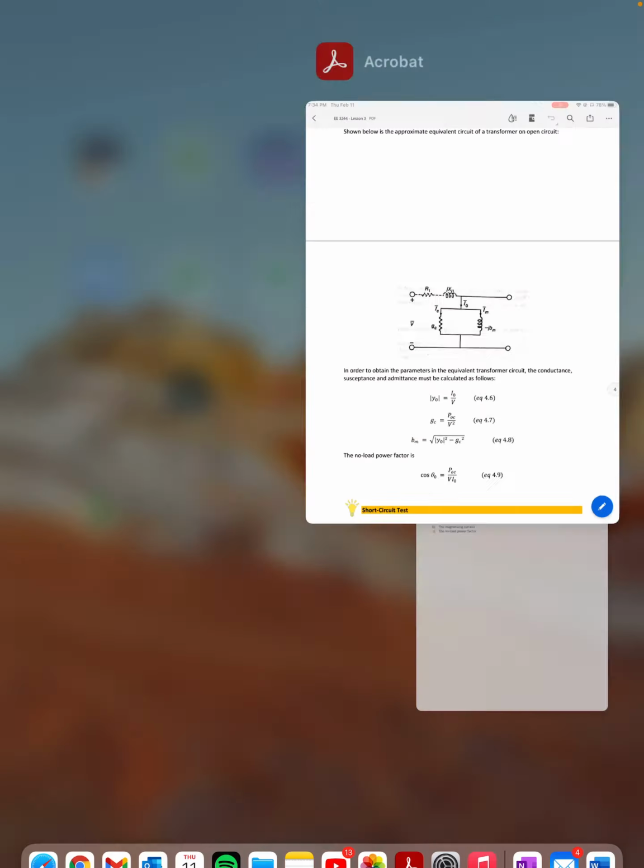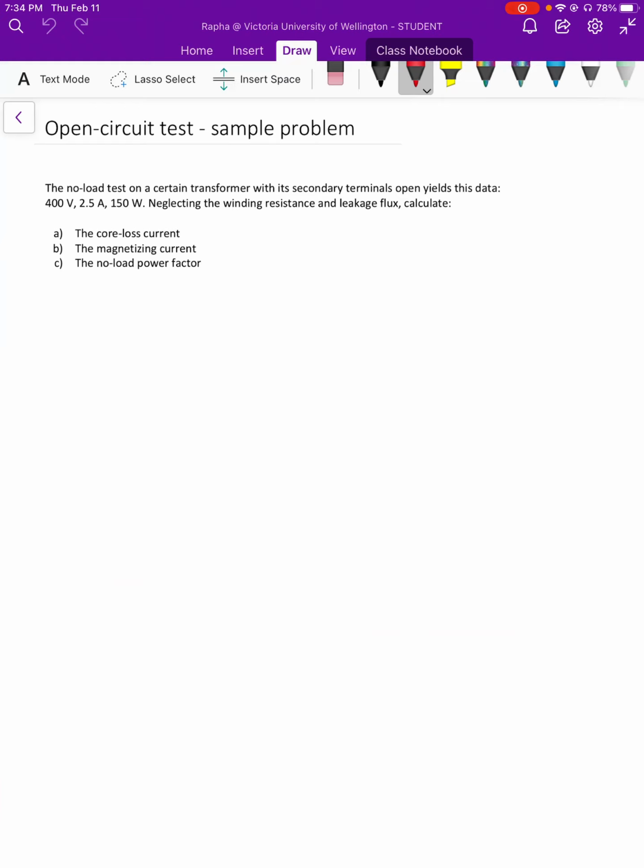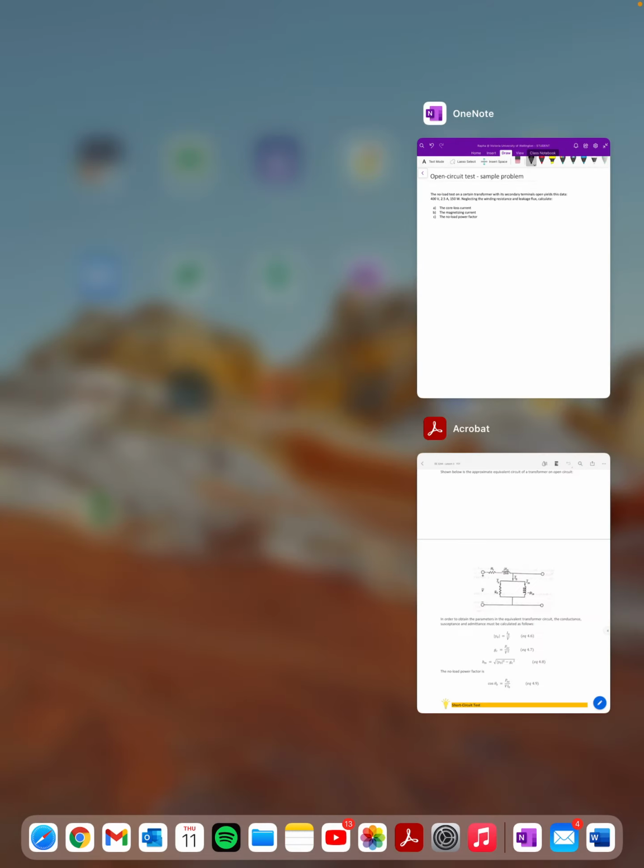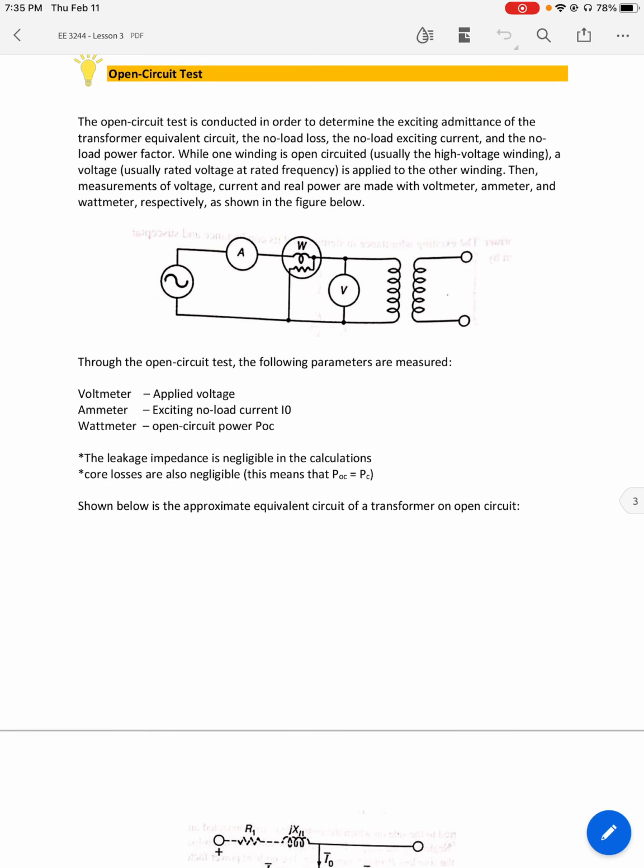So let's try some problem. The no load test on a certain transformer with its secondary terminals open yields the following data. We have 400 volts, 2.5 amperes, and 150 watts. So again, mana siya ang ato ang nara applied voltage, exciting no load current I sub 0, and of course atong open circuit power or POC. Mana siya ng mga parameters.